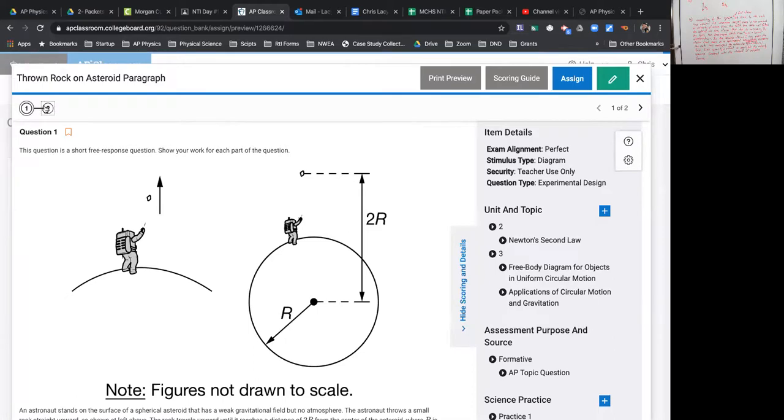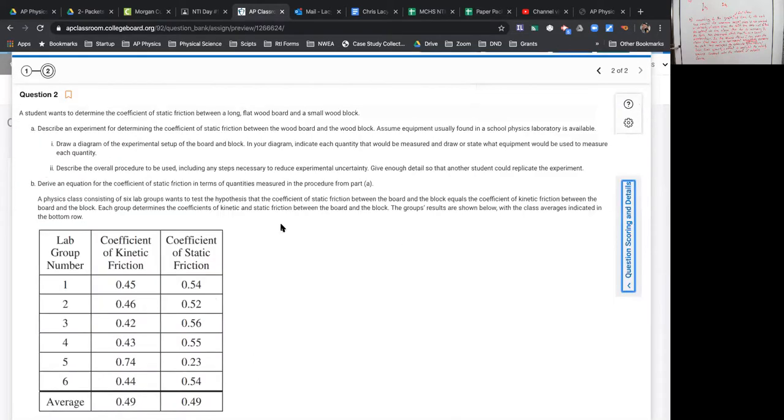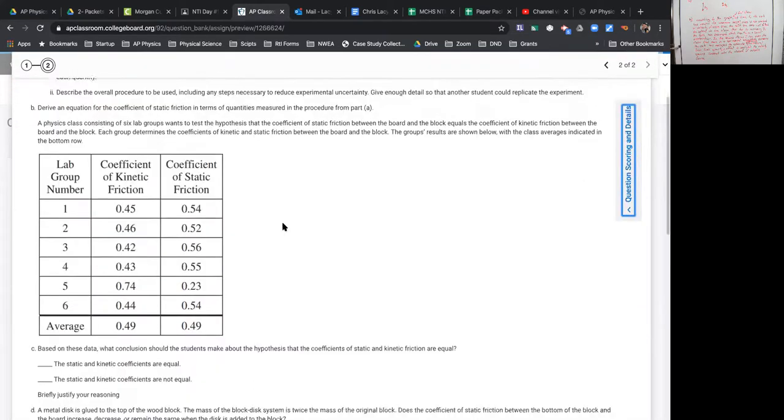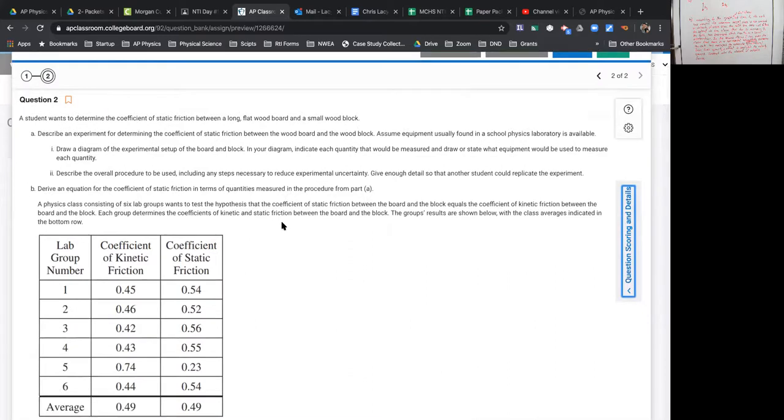All right, let's go on to number 2. Cover that up. All right, let's see. Number 2. Oh, I remember this fella. Describe an experiment for, okay, so you have a block on a board, and we want to find the coefficient of static friction. So part 1 is like what we've been doing in our lab books all year. You have to draw a diagram of your setup.